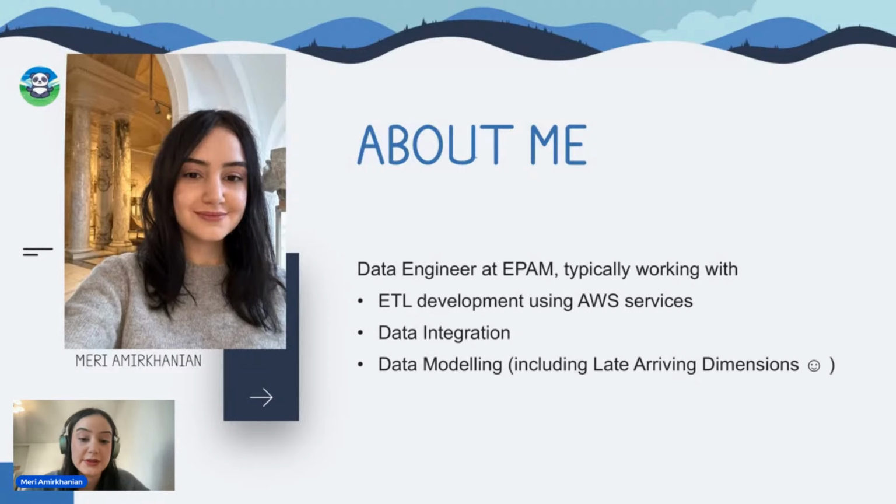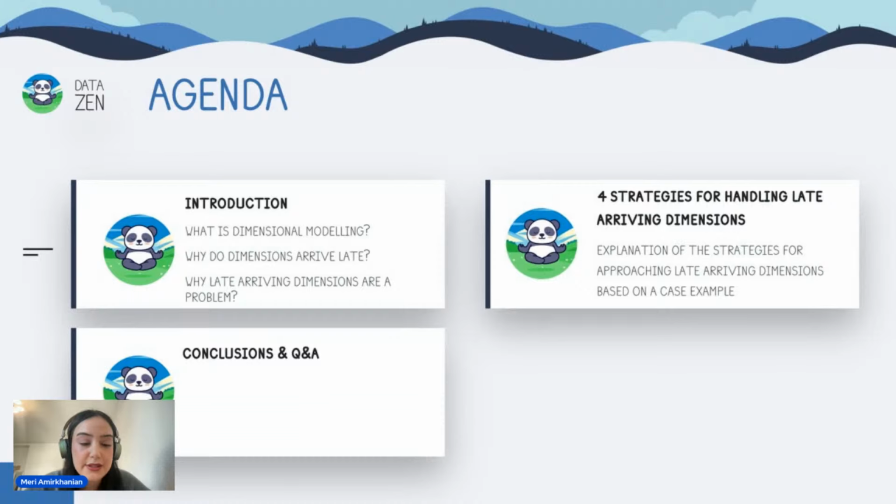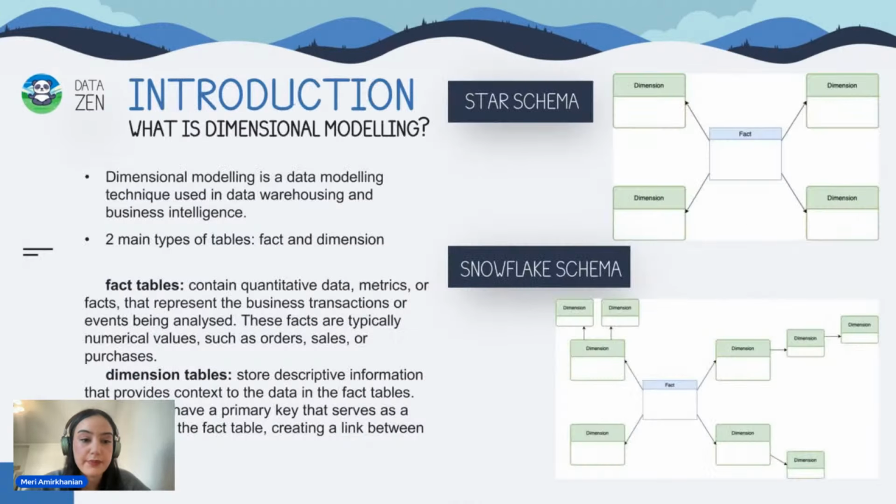late arriving dimensions. As for our agenda, we are going to start with the introduction, where I will talk more about what is dimensional modeling, why the dimensions arrive late, and why that is a problem. Then we will move on to the 4 strategies for handling late arriving dimensions, where I will explain them based on an example, and we will finish with conclusions and Q&A.